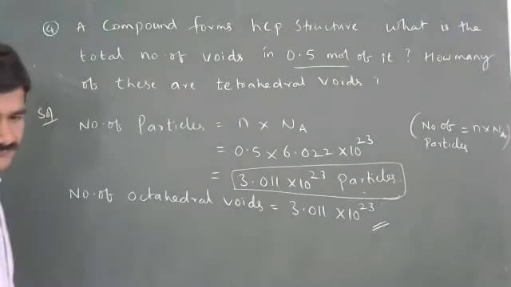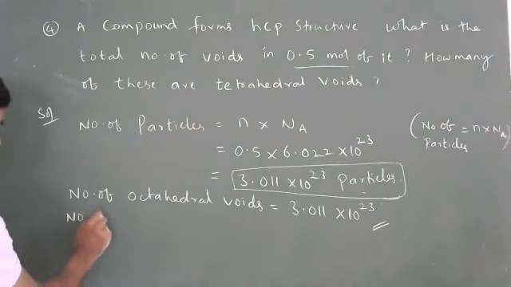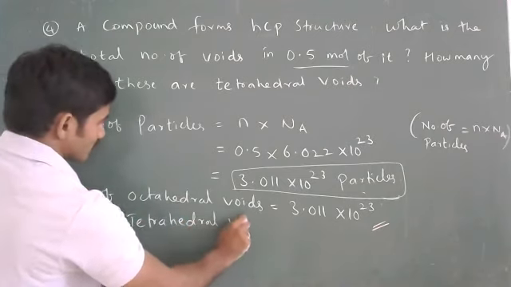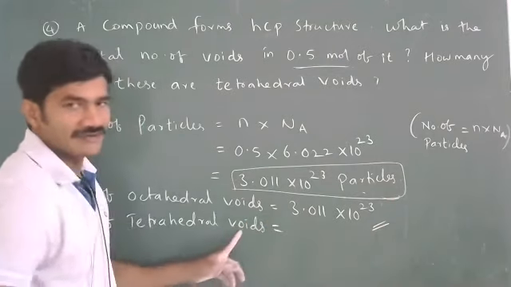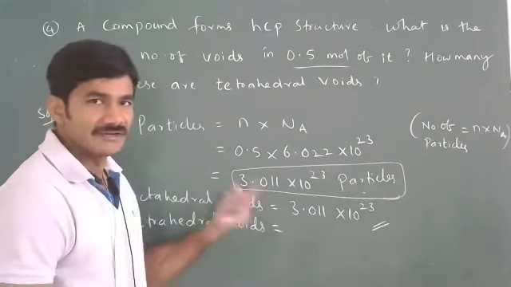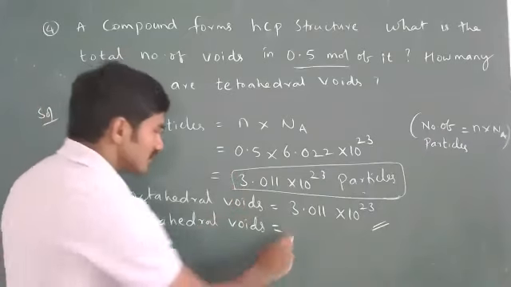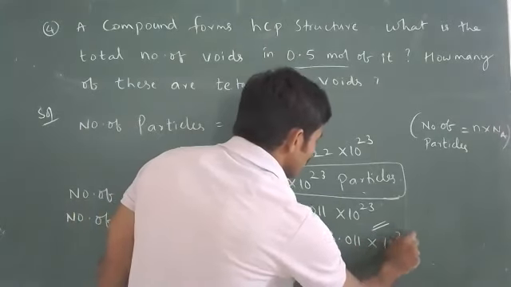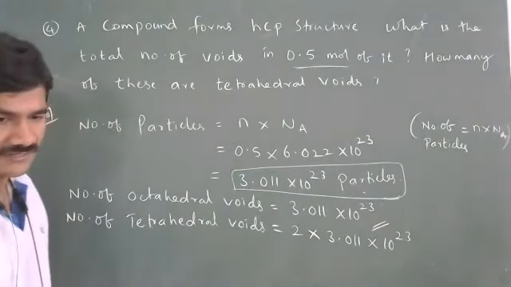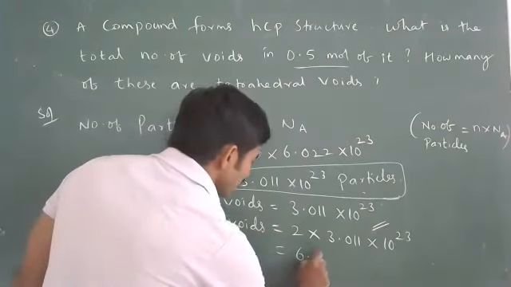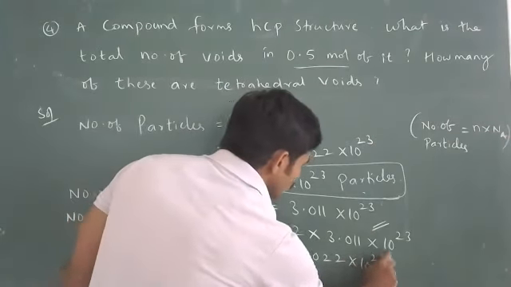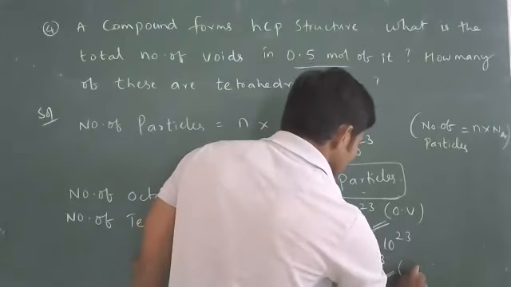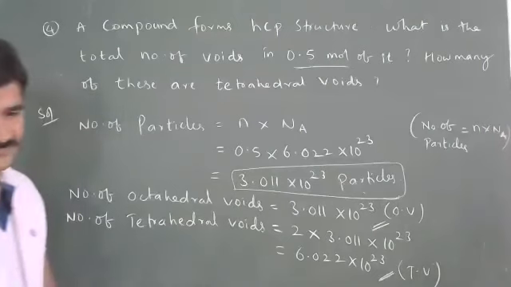So this is the number of octahedral voids. Number of tetrahedral voids. Number of tetrahedral voids are double the number of atoms. So I'll write 2 into 3.011 into 10 to the power of 23. Right? So what will you get here? 6.022 into 10 power 23 tetrahedral voids. Is that clear?